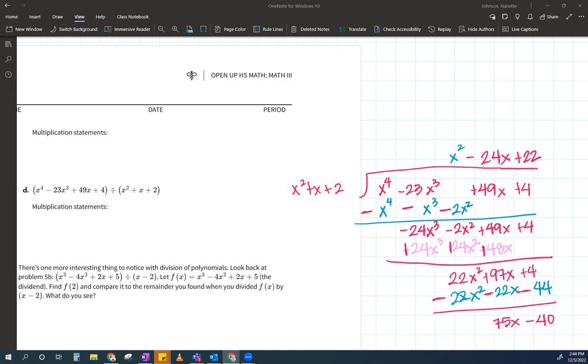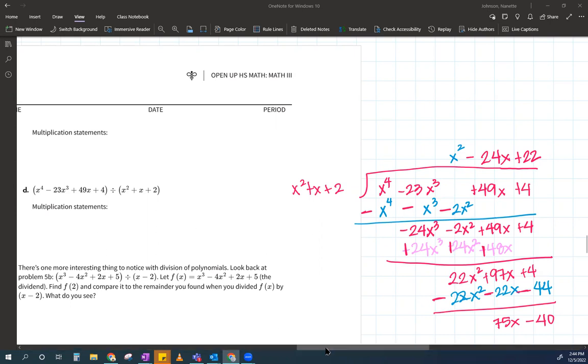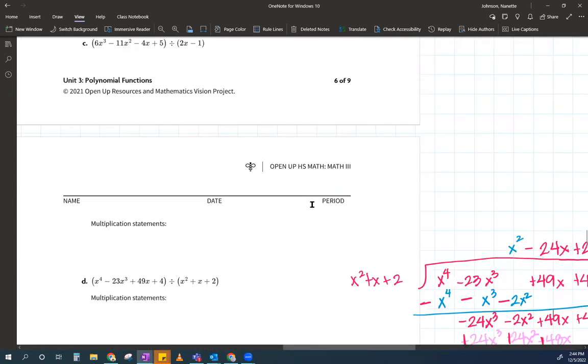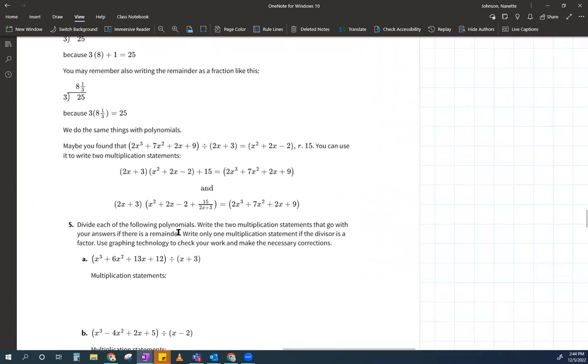Okay. So then, Ms. Johnson, what do you want us to do next? Well, let's look at the directions. The directions said all the way up here, divide each of the following polynomials. Okay, we did that. And it says, write the 2 multiplication statements that go with the answers if there is a remainder. Write only 1 multiplication statement if the divisor is a factor. Use graphing technology to check your answer and make the necessary corrections. So they want these 2, one with it as a plus and one with it as having a denominator.